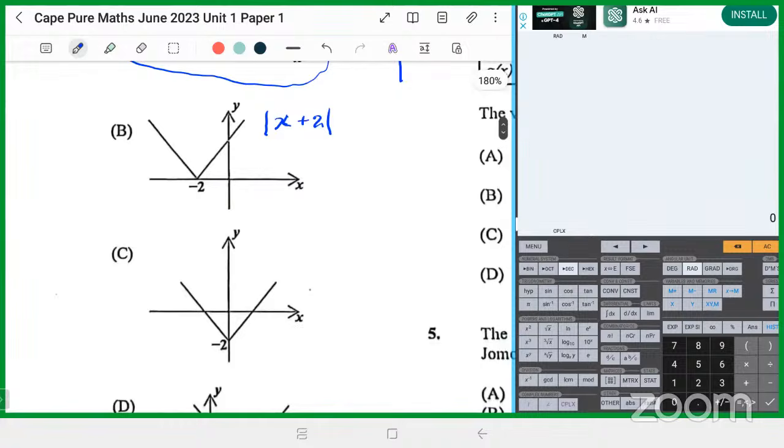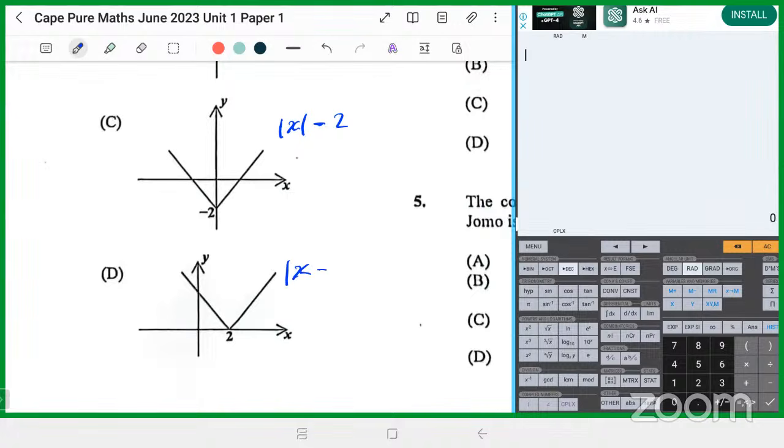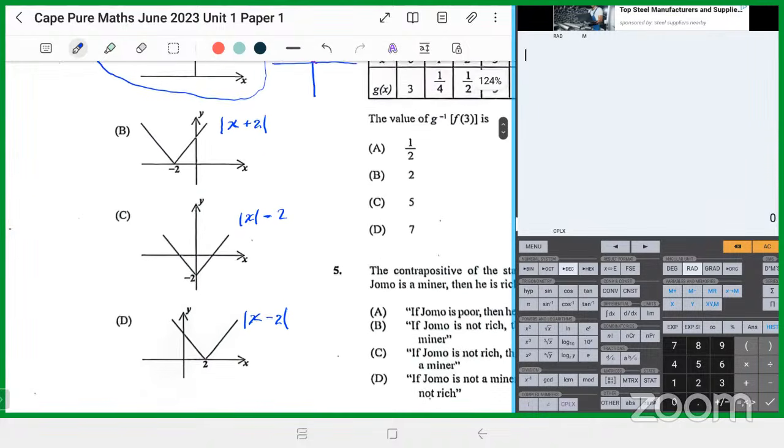This one would be the modulus of x minus 2, sliding the modulus of x graph 2 units down. And this one would be the modulus of x minus 2, because you take the modulus of x graph and slide it 2 places to the right. You can check this one, because when x equals 2 here, you get 0. And up here, when x equals 0, you get the modulus of negative 2, which becomes 2. So that would be that one.